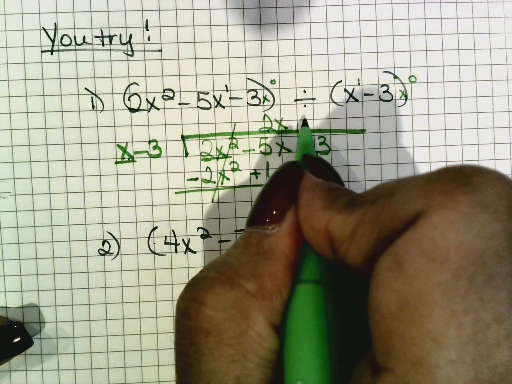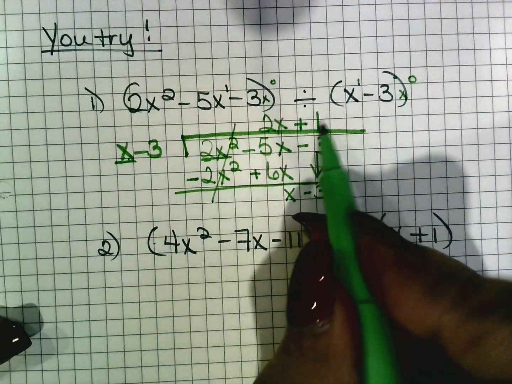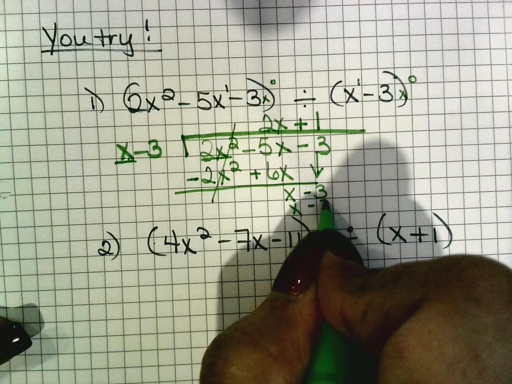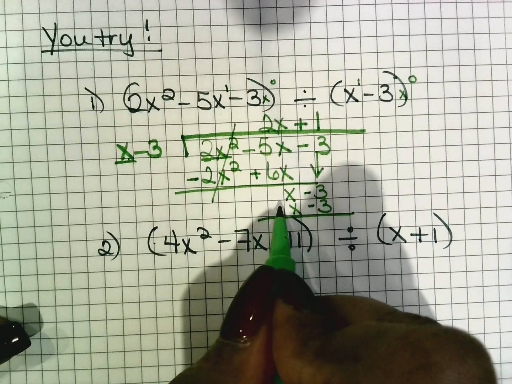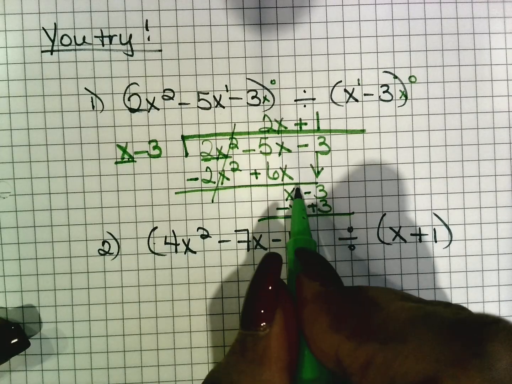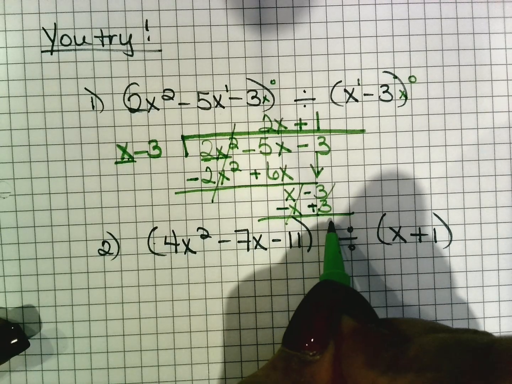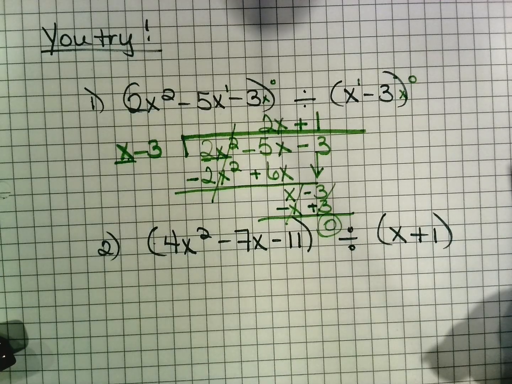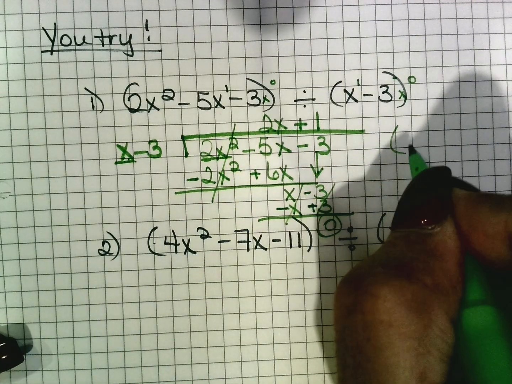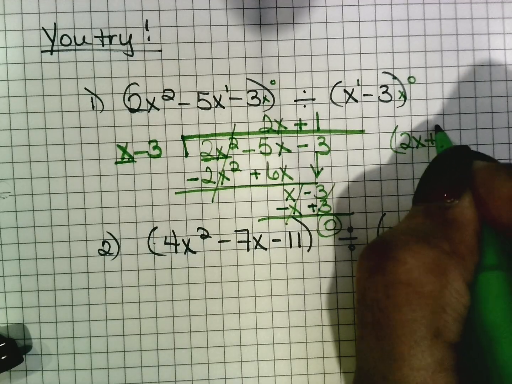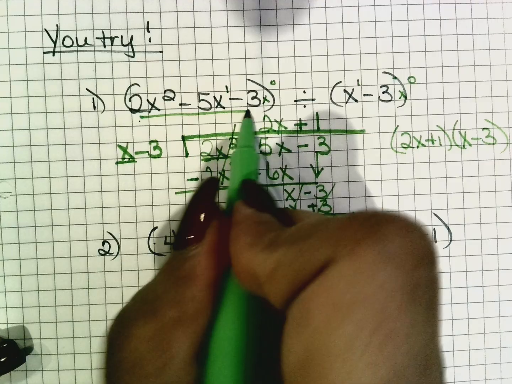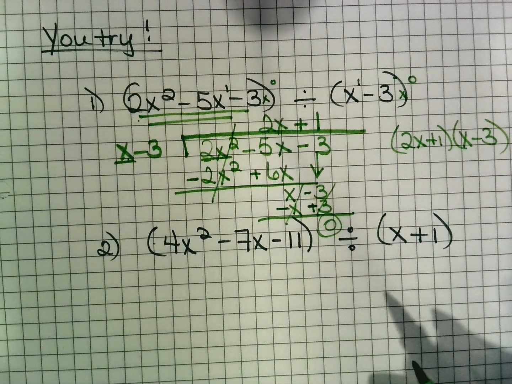X goes into x one time. 1 times x is x, and 1 times negative 3 is negative 3. Again, we're going to subtract, so this becomes negative, this becomes positive, and that goes to 0, that goes to 0. That means that our remainder is 0. So that means that 2x plus 1 and x minus 3, those are factors of this guy, okay, because your remainder is 0.